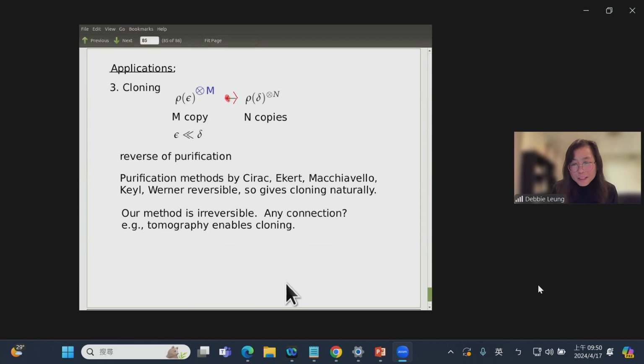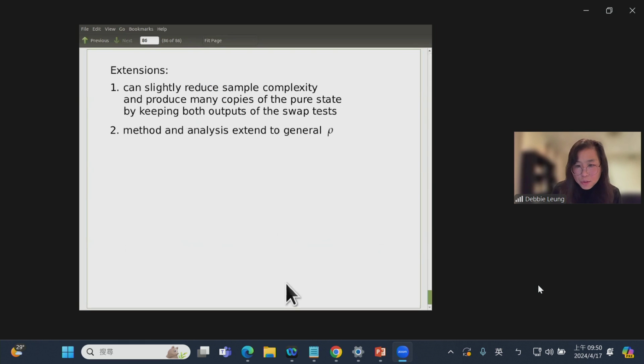And finally, we hope that there is some connection to cloning. And let me just wrap up with one mention of an extension. I'll skip item 1. As long as you have a mixed state with a non-degenerate maximum eigenvalue, the analysis that you saw today can be extended to that scenario with some work. And this hopefully will have some interesting applications, including learning of states and so on. So I'll stop here. Thank you very much for your attention.